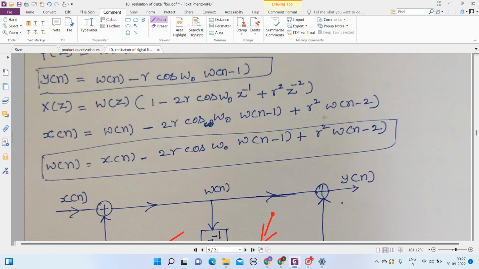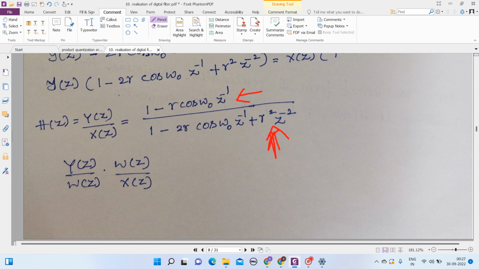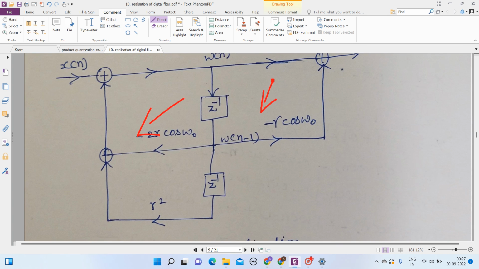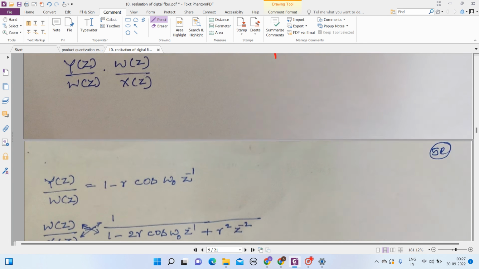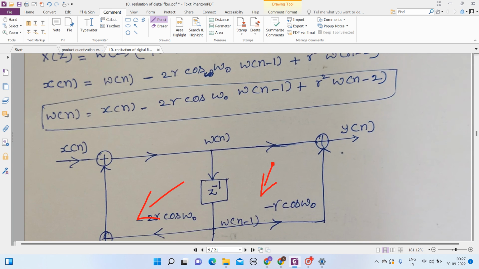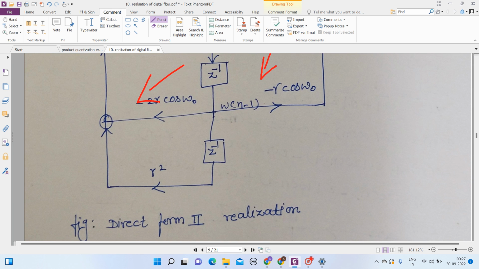So here I have a minus symbol, so that becomes minus 2r cos omega naught. Again, the next one is plus r squared z to the power of minus 2, so w of n minus 2 times r squared, right? Here I will get w of n minus 2 times r squared. Here there is no need to change the signs, so we have to retain them like this.